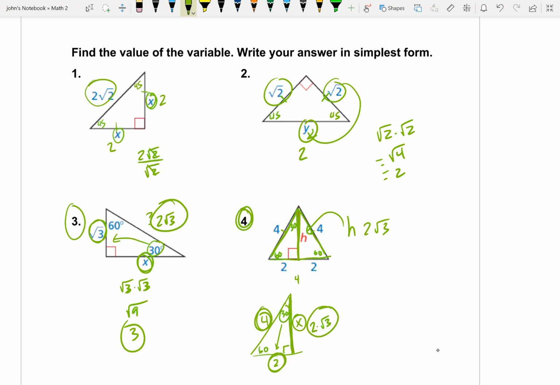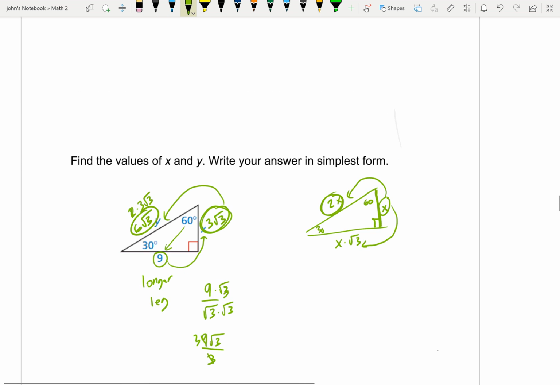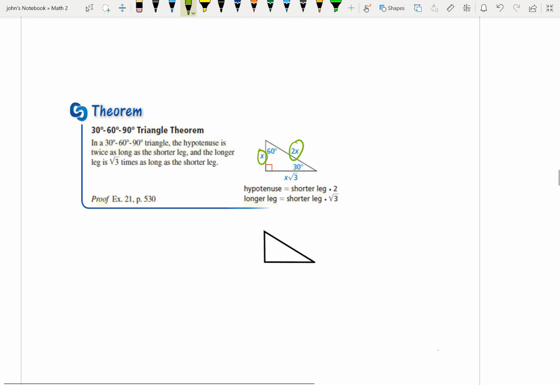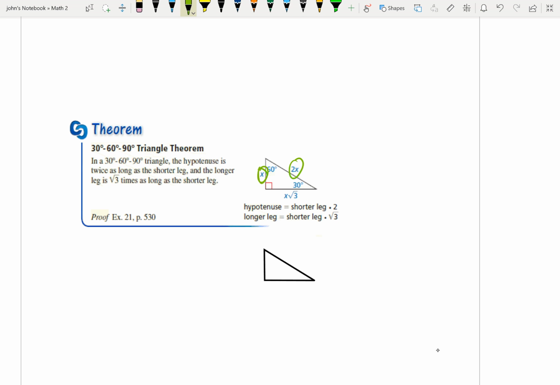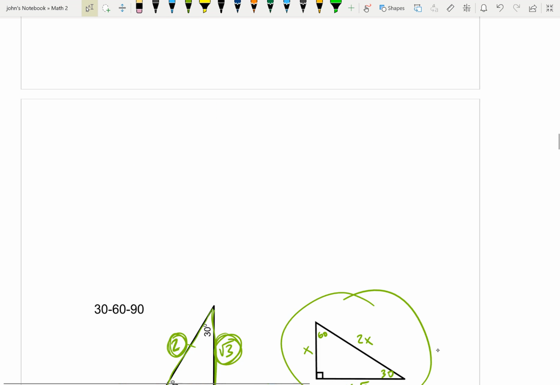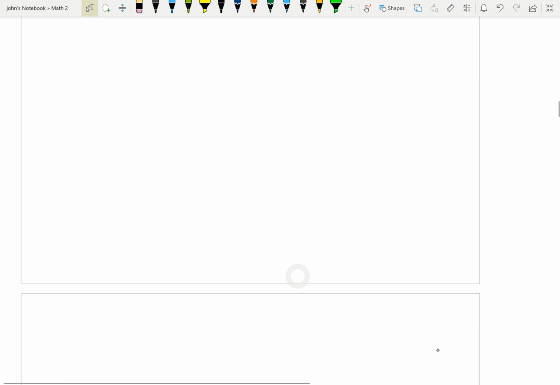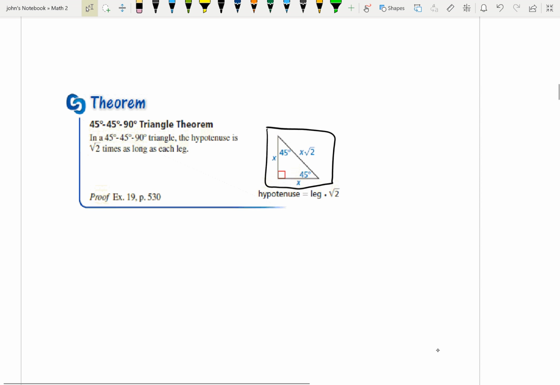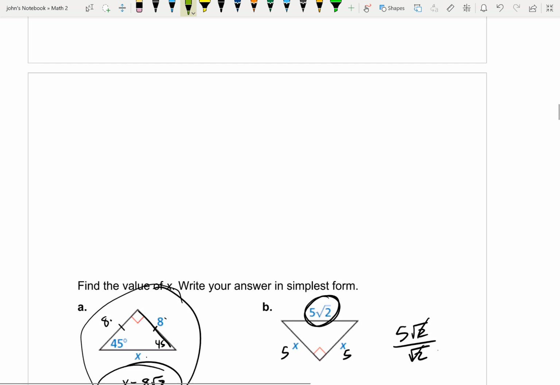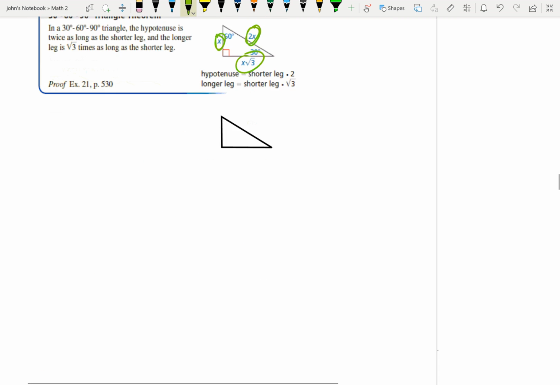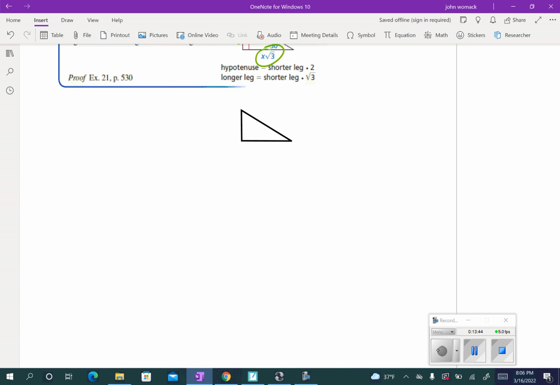What you're going to have to memorize is that with a 30, 60, 90, we're going to have to know this relationship right here: if I know the short leg, I times by 2 to get the hypotenuse, and I times by the square root of 3 to get the longer leg. If it's a 45, 45, 90, then I take the legs, x, they'll be the same, and I times by the square root of 2 to find the hypotenuse. Or if you're going backwards, you could divide by the square root of 2 to find that. Okay, but that is everything you need to know for those special right triangles.